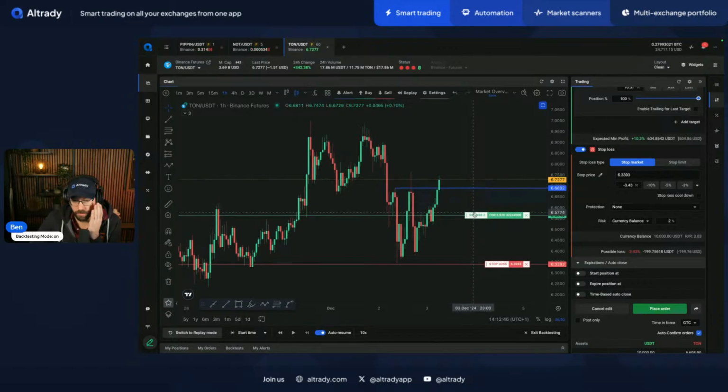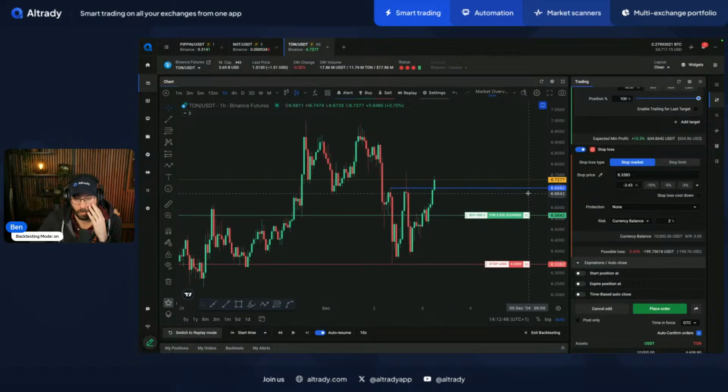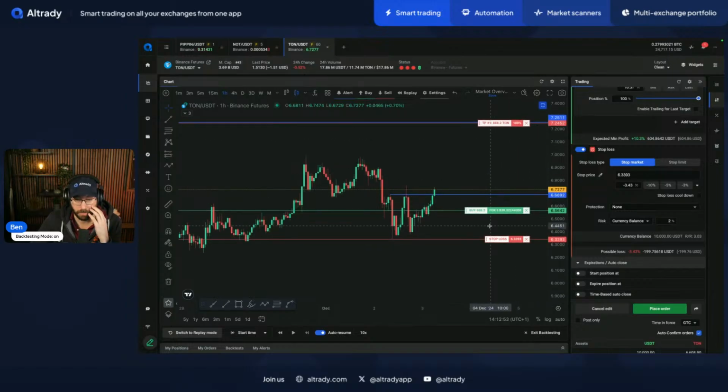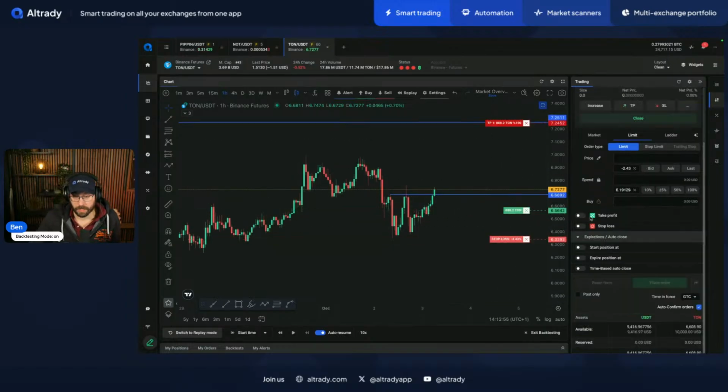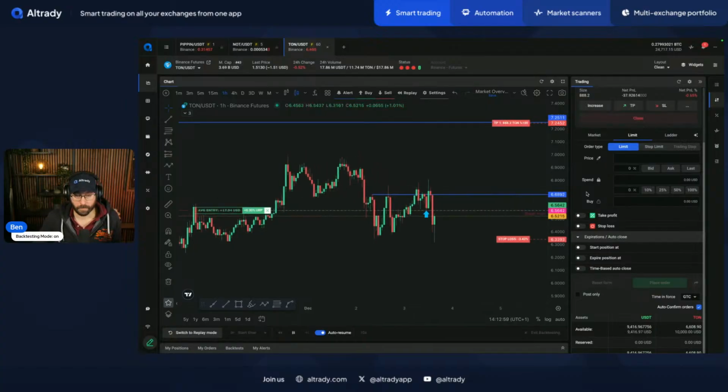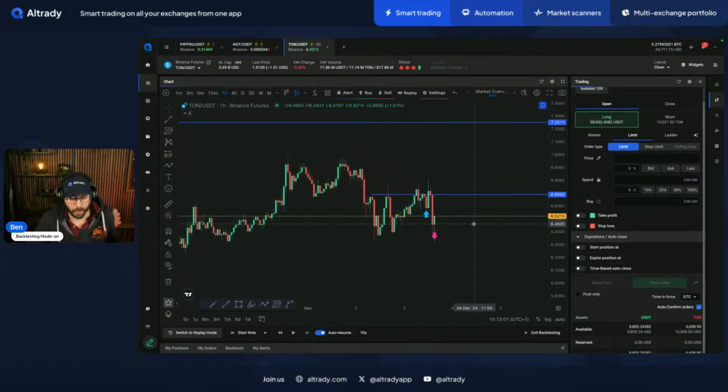Yeah, the 3 would be here. So what do we base it on? We just base it on the risk and reward, and that's that. Okay, let's see. It didn't matter. We got our stop loss.